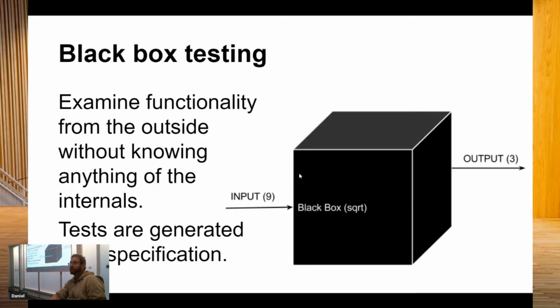So you remember black box testing from an earlier lecture, from the first lecture. Black box testing was to examine functionality from the outside without knowing anything of the internals, and tests are generated from a specification. We could have the square root function here. We input 9, and it should output a 3. And we can create these black box test cases just from the outside, from the idea.